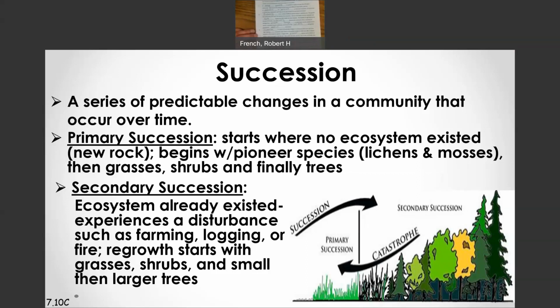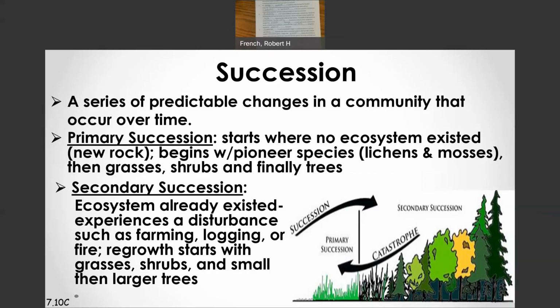farming or a wildfire in an area with soil and an existing ecosystem. After the disturbance, regrowth starts with grasses and then moves to bigger plants and trees. With either type of succession, the end result is a climax community. So where there's an empty ecosystem and nothing living there, you have primary succession with these pioneer species, and they make way for other ones that can then live after them.